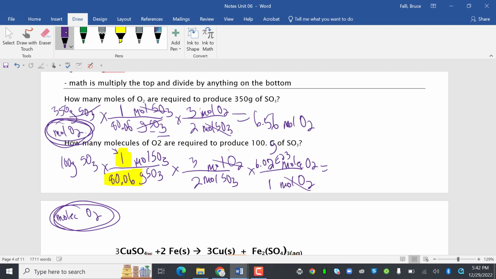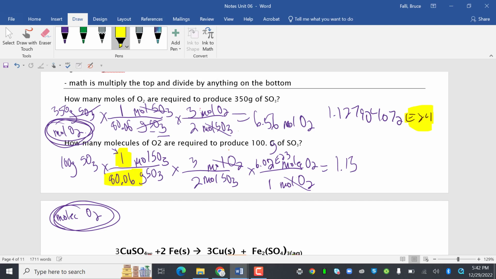And I get out my calculator. I have 100 divided by 80.06 times 3 divided by 2 times 6.02. Remember, second comma, 23, enter. And a lot of you are going to make this mistake. You're going to say 1.13 and think that's the answer. Look all the way down on your calculator. Your calculator says 1.12704072 E24. So this E24 is actually the most important part.